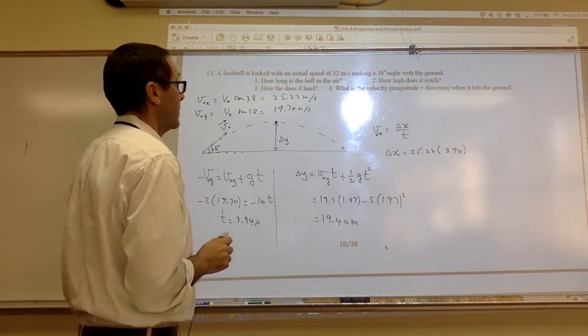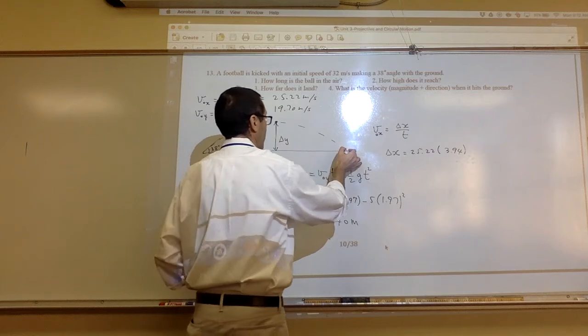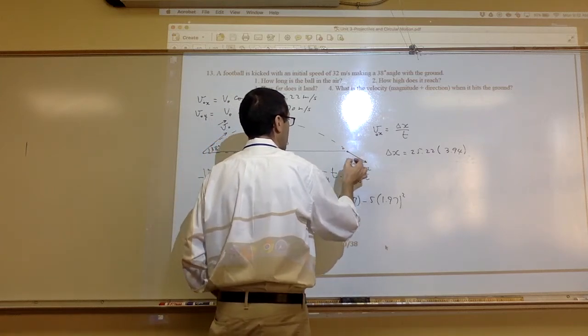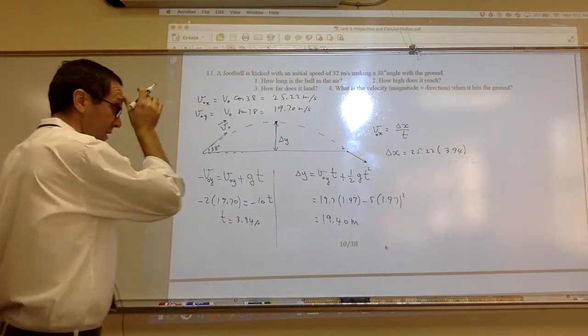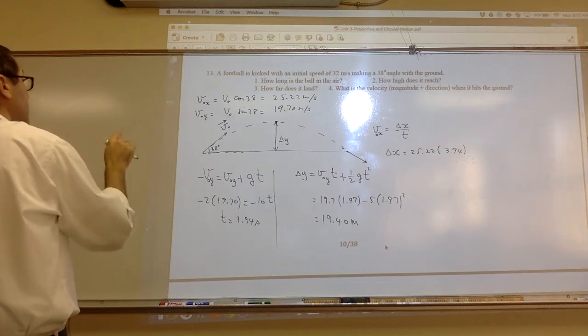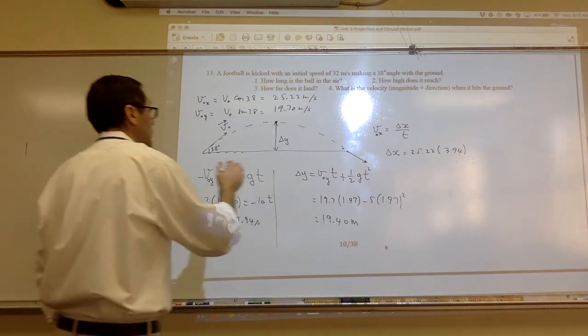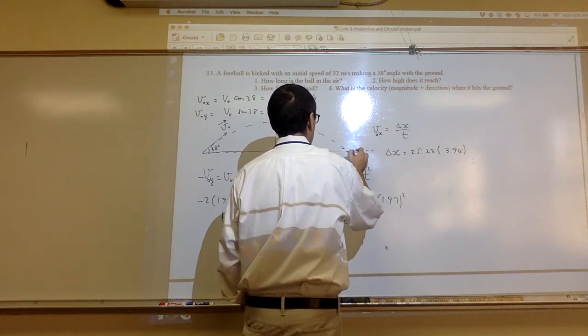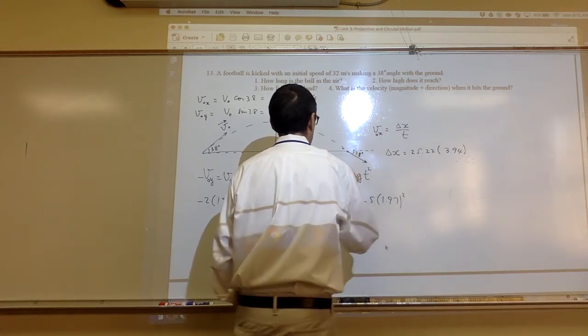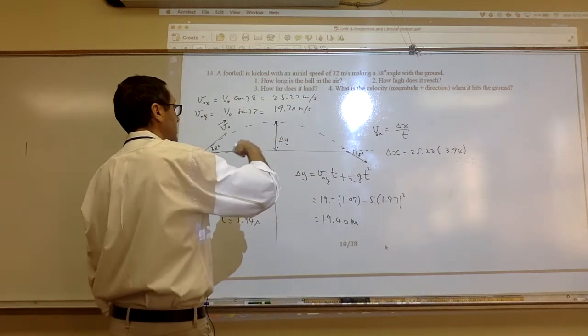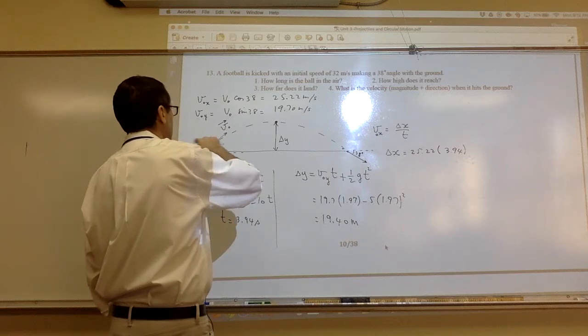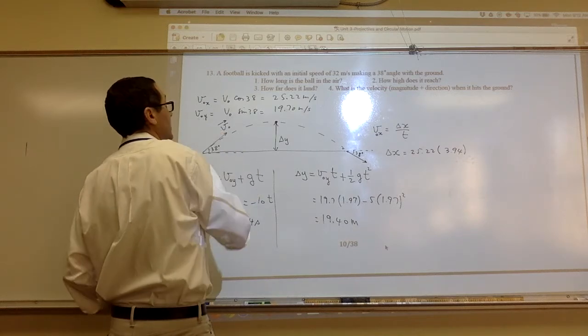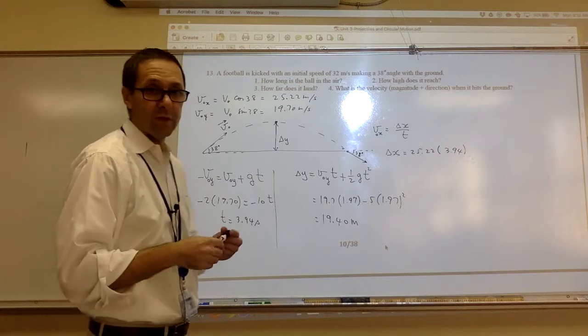What is the velocity and magnitude when it hits the ground? Well, vertically, the speed up equals speed down because you're at the same level, and the horizontal velocity never changed. So when you hit the ground, you're going to hit it at an angle of 38 degrees, except this time it's going to be below the horizontal, and you should hit it with the same velocity you started with, which is 32 meters per second.